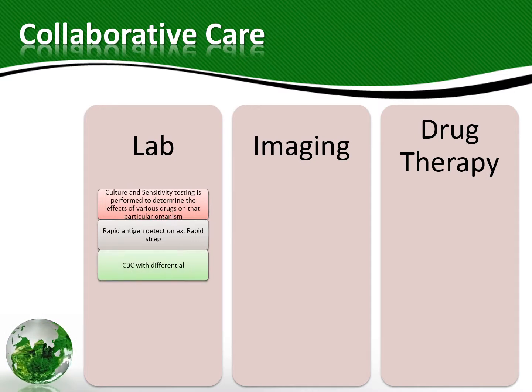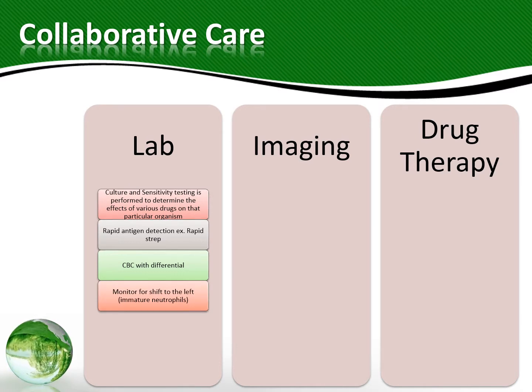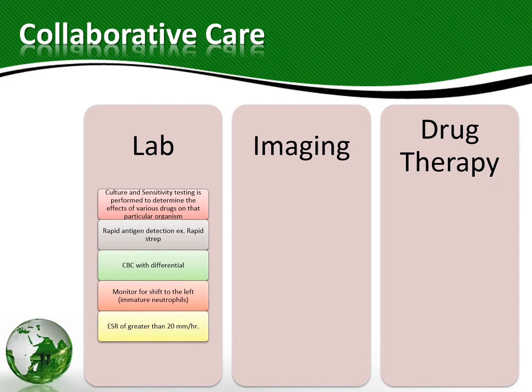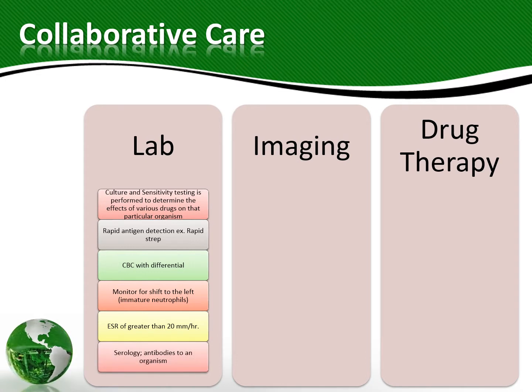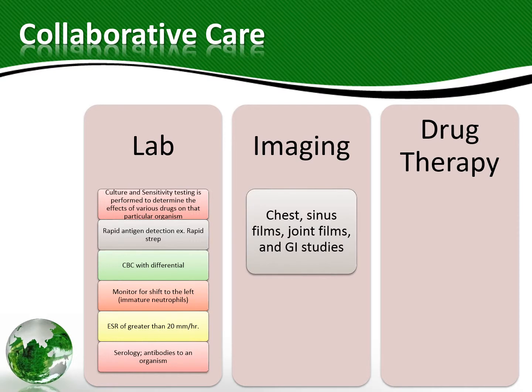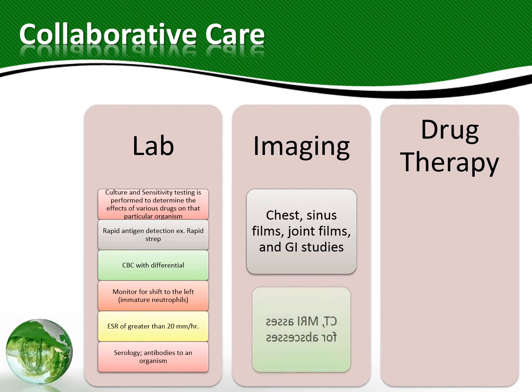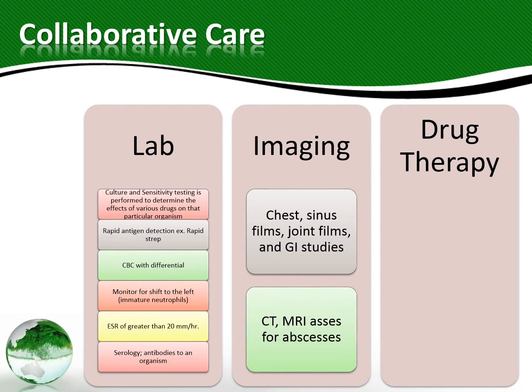We will also do a CBC with differential. You want to monitor for a shift to the left of the immature neutrophils. You will also monitor for an ESR greater than 20. And you will check serology, the antibodies to an organism. Imaging can require a chest film, sinus films, joint films, and GI studies. There may be a potential for a CT or an MRI to assess for abscesses.